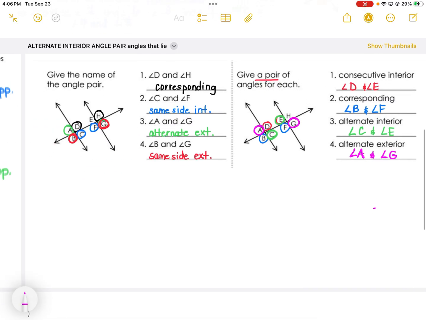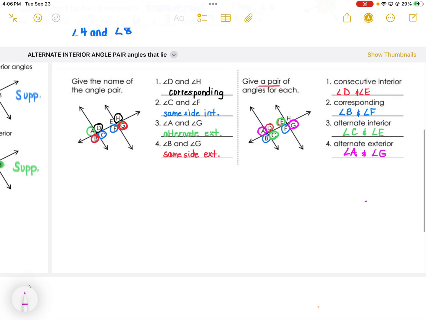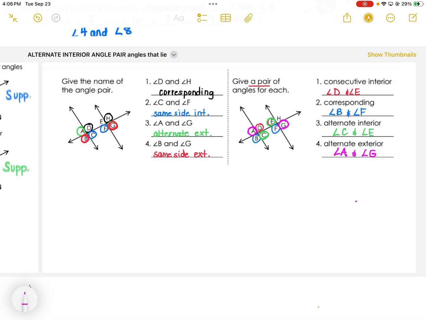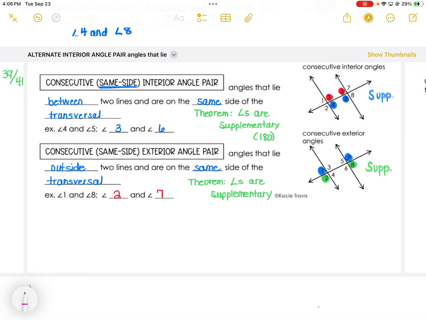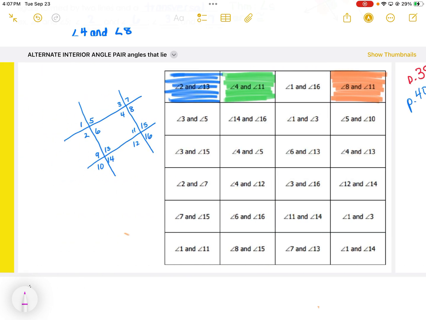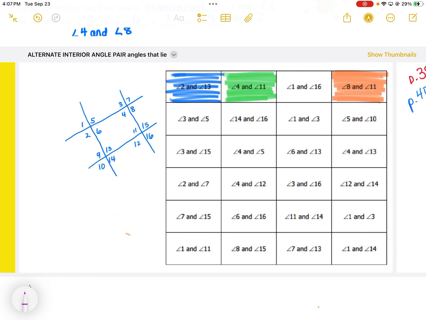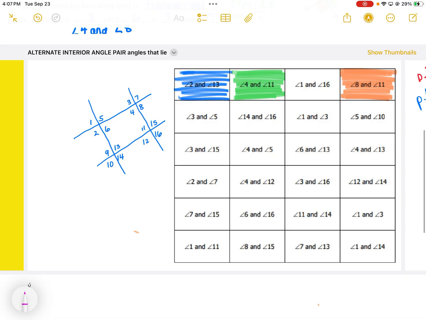Okay. So at this point, a couple of assignments. All the classes had to do page 1 of your packet. For regular geometry, you're shading in the boxes. Okay, that's the start, the first row, top row. Pre-AP, your page 1 is a little different.